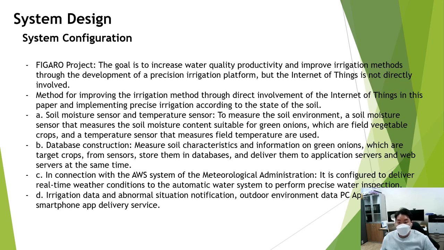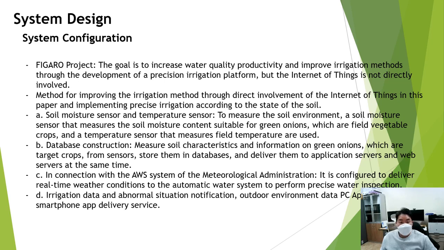In the case of the database, it was built to store the soil characteristics and data of green onions, which are the target crops in the sensor, and deliver them to the application server and the web server at the same time.